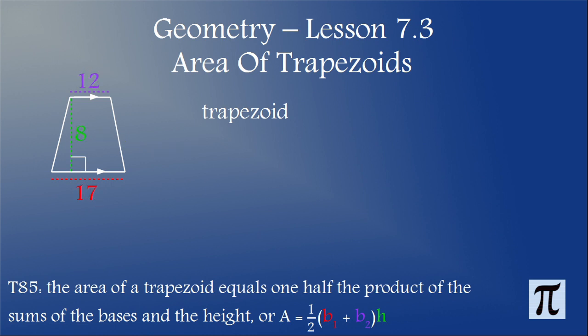So let's do an example with some numbers here. B1 is 17, B2 is 12, and the height is 8. So again, we use the same formula, 1/2 (B1 plus B2) times the height, and we'll just substitute the numbers we have from the figure. 17 plus 12 is 29. So if we multiply by that 8, we get 232, and half of that is 116.